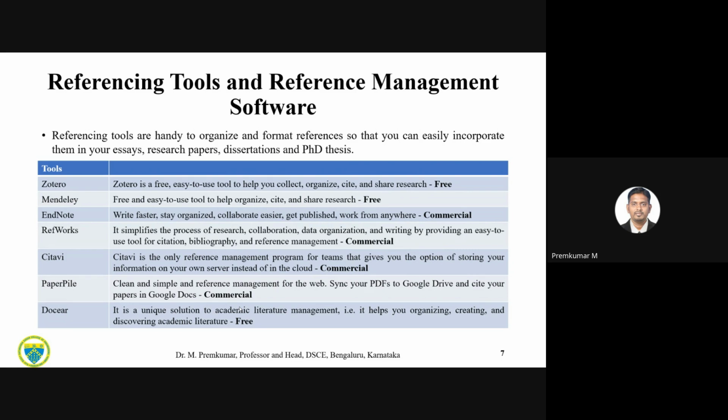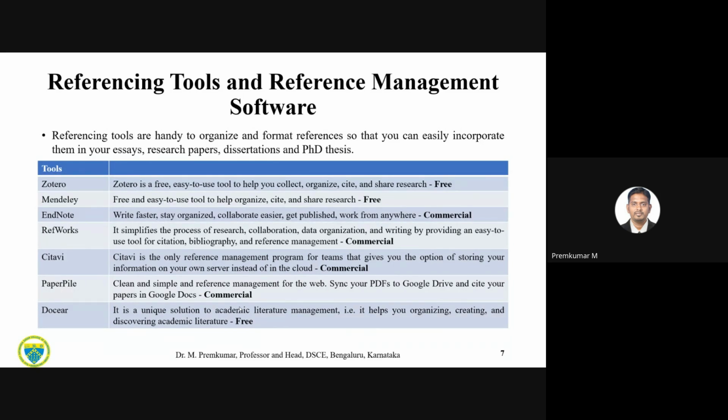Similarly, we also have RefWorks and Cytovi. RefWorks and Cytovi are also reference management tools, and they can also do data organization and help you to write. But again, these two tools are also commercial versions. And we have Paperpile, which is a very simple reference management tool. You can even sync your PDFs to Google Drive and cite your papers in Google Docs. These are the options given by Paperpile. But another thing is that it is also a commercial version.